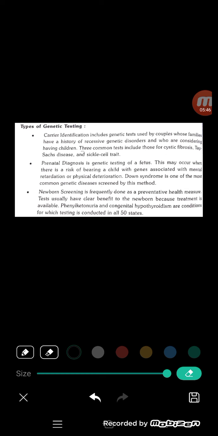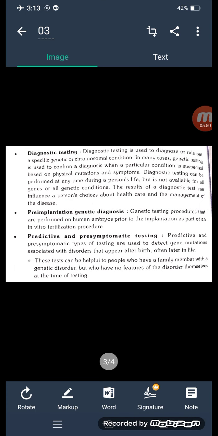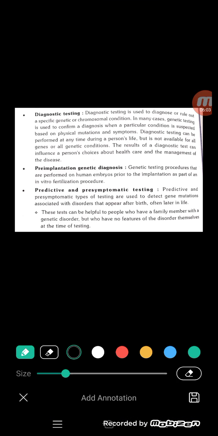And what are the types of genetic tests? Several types of genetic tests are available. The first one is diagnostic testing. Diagnostic testing is used to diagnose or rule out a specific gene or chromosomal condition.